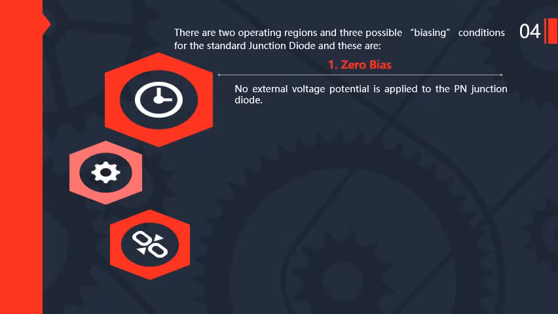It means इसमें हमारे पास दो operating region हैं, P type और N type. There are two operating regions and तीन possible biasing conditions होती हैं. जो पहला होता है वो zero biasing, second one is reverse bias and third one is forward bias. So we will discuss all these three biasing. Number one is called the zero bias. नो एक्सटर्नल वोल्टेज, मतलब जो हम कोई एक्सटर्नल वोल्टेज नहीं लगाते हैं पीएन जंक्शन डायोड में, तो उस बाइसिंग को हम बोलते हैं जीरो बाइस.